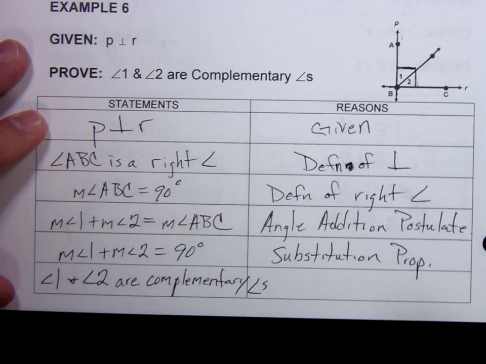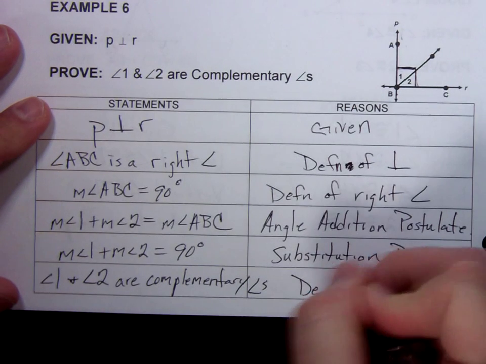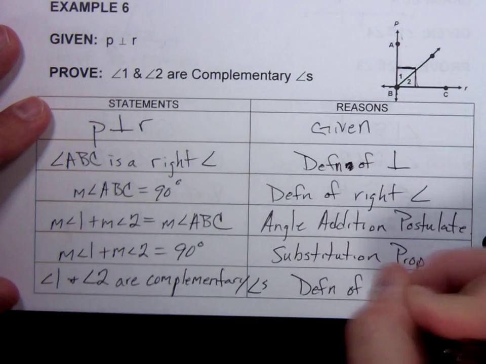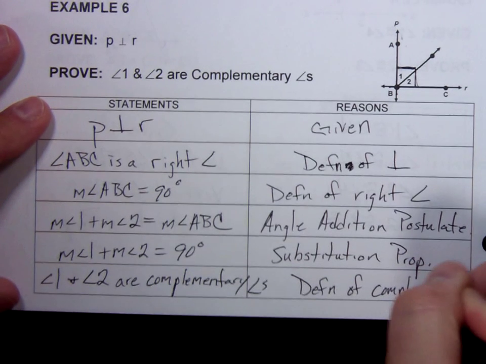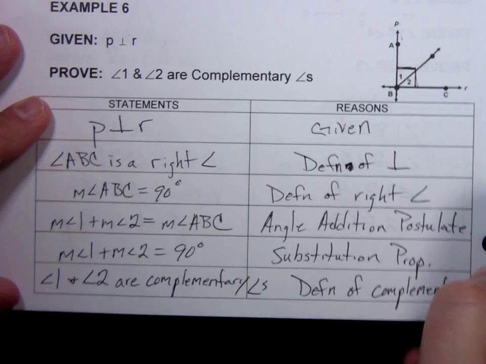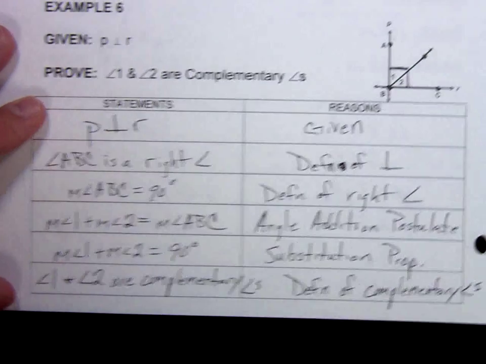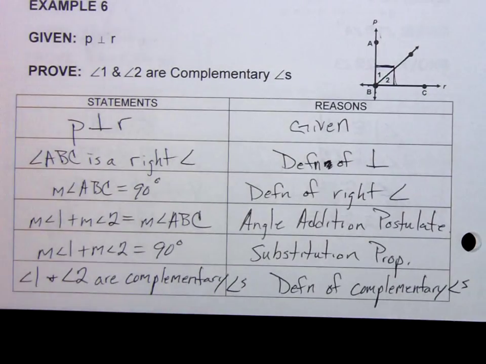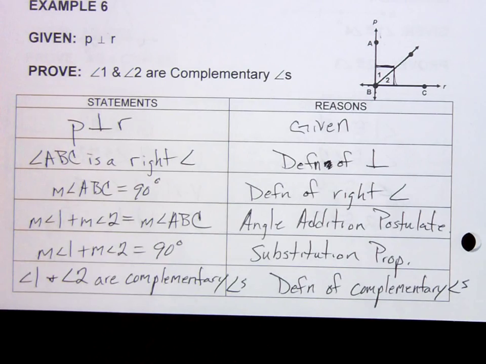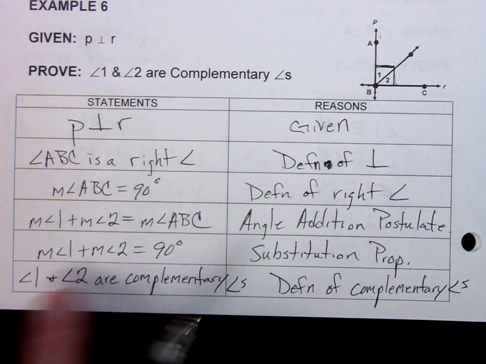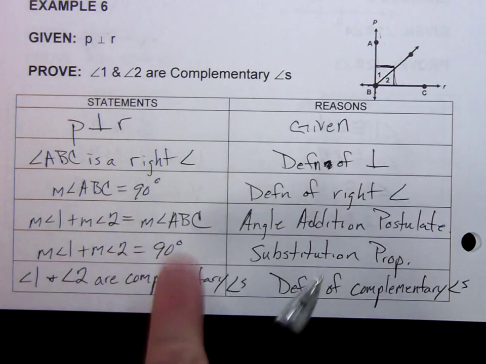Complementary angles, because that's what complementary angles are. It's based on the definition of complementary angles. The definition of complementary angles is two angles that add up to 90 degrees. We got two angles that add up to 90 degrees up here. I know they're complementary because that's what complementary angles are.